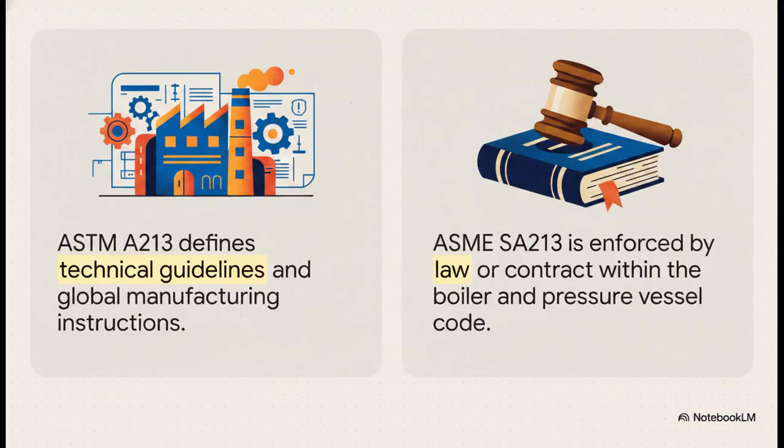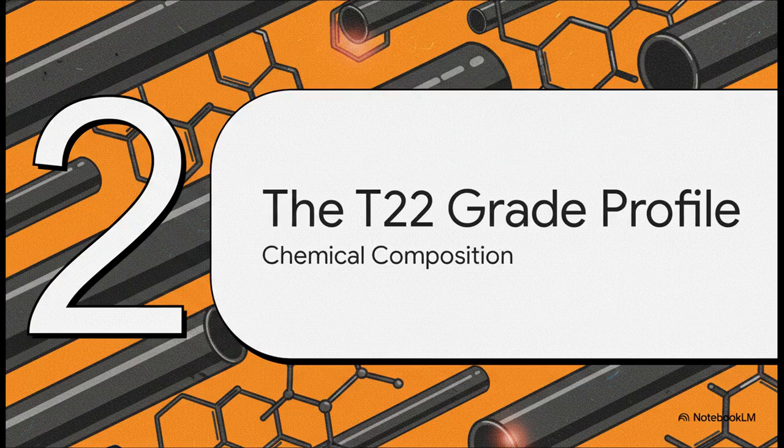Now, you might be wondering about the difference between ASTM A213 and ASME SA213, because people swap these terms all the time, but they actually do two totally different things. ASTM A213 is your global how-to manufacturing guide. It's the recipe. ASME SA213, on the other hand, is the legal adoption of those rules. If you're bound by contract or local law to build a safe pressure vessel, ASME SA213 is the code you're actually answering to.